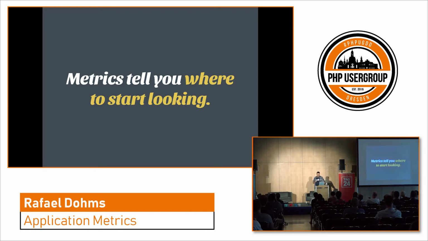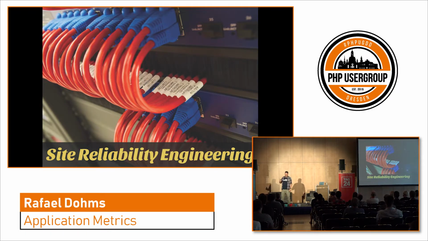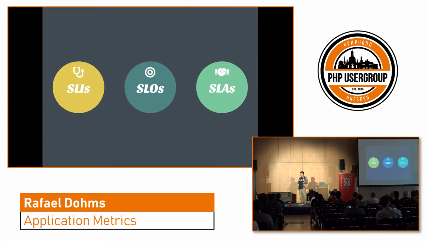Cool, so the ideas behind application metrics that I want to share today are not just the metrics, but there's a whole ecosystem around this. And there's a book published by O'Reilly Media about site reliability engineering. This is based on Google's internal approach to reliability and how they keep their services up and how they measure that. And it defines 3 interesting areas to work with: SLIs, SLOs, and SLAs.